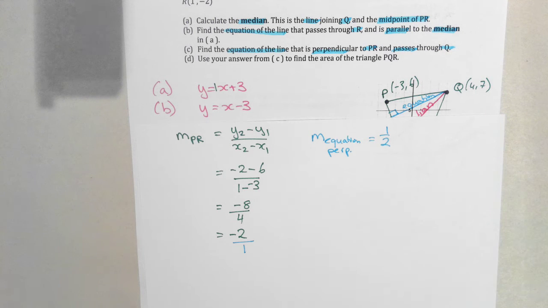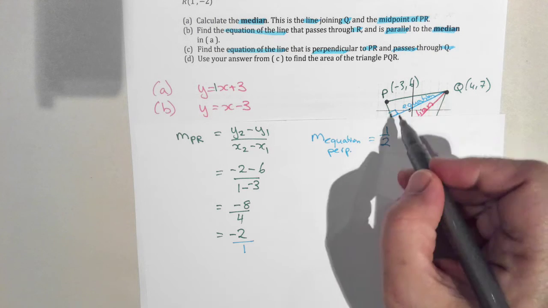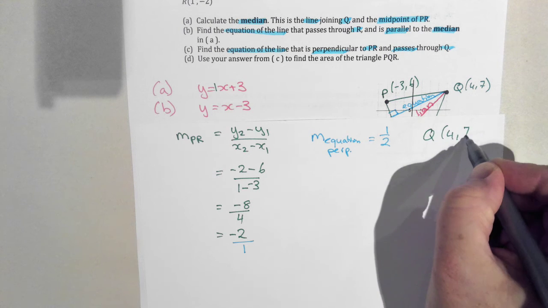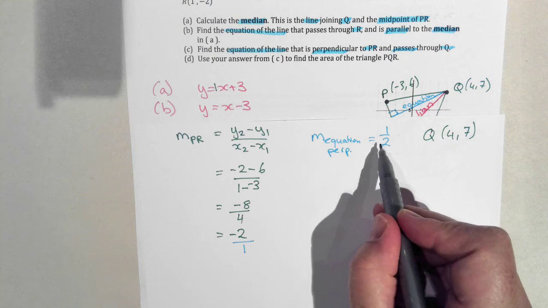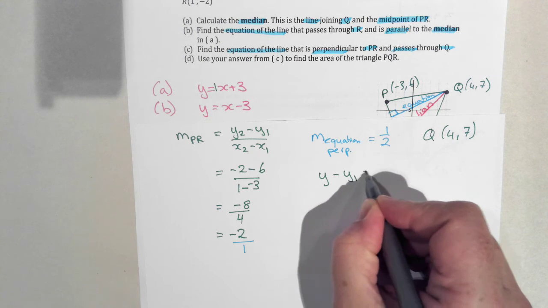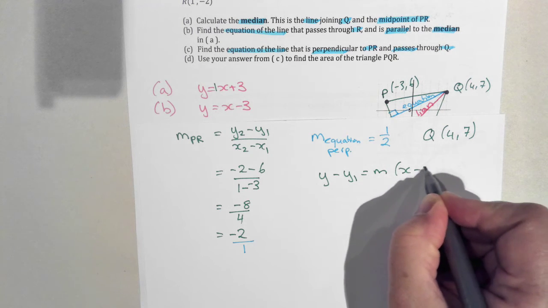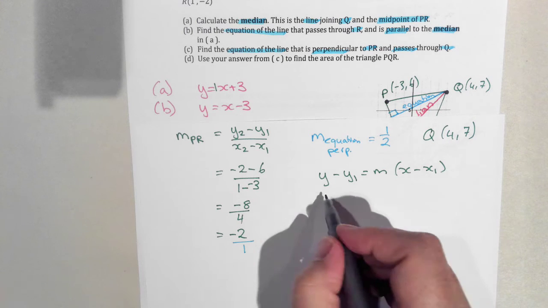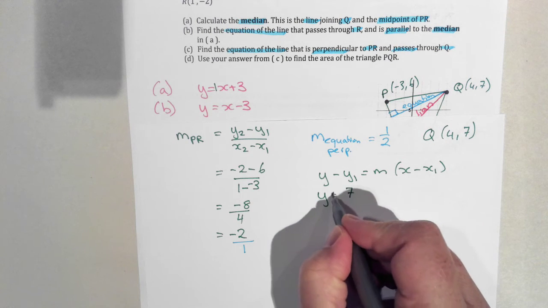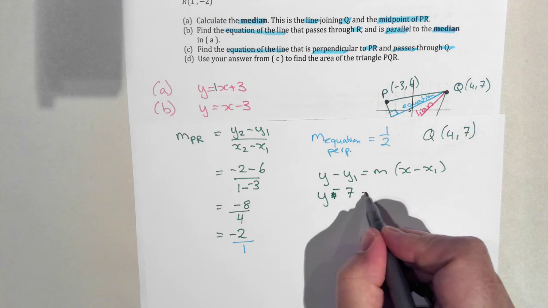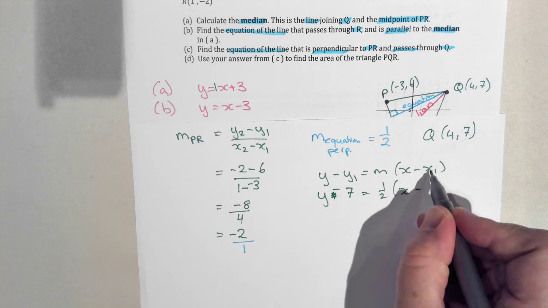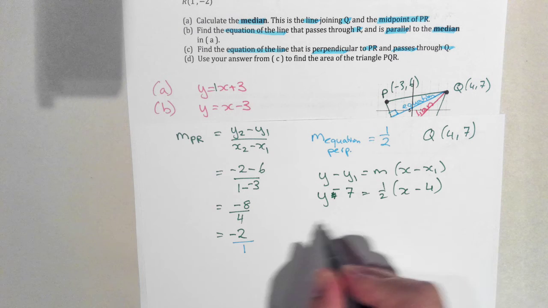Now I need to know the equation of it. Well, remember that line also goes through that point Q, which is (4, 7). So knowing a coordinate point and knowing a gradient, I can now use my equation y take away y1 equals m bracket x take away x1. So y take away 7 equals m, which is my gradient of a half, bracket x take away x1, which is 4.